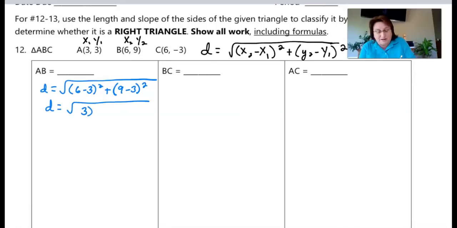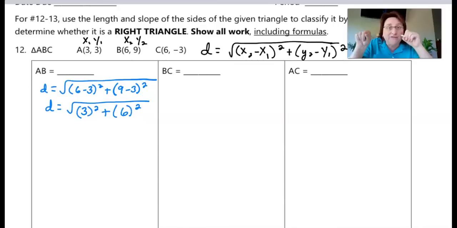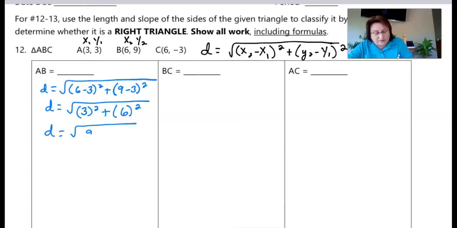6 minus 3 is 3. 9 minus 3 is 6. And yes, I'm keeping those in parentheses because remember, if they're negative and I put it in my calculator, I must have it in parentheses before I square it. Okay, so 3 squared is 9. 6 squared is 36.